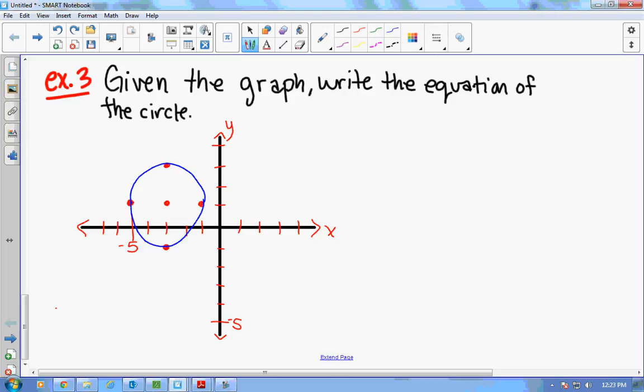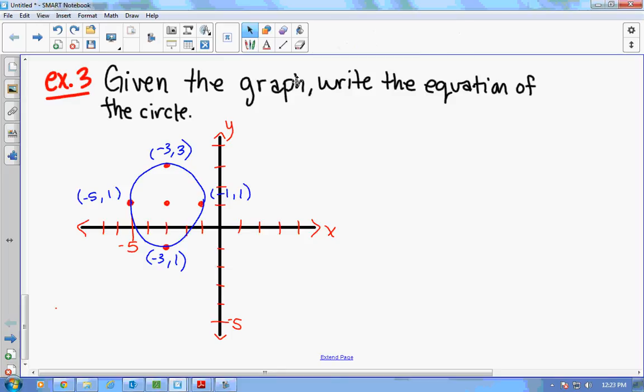Okay, let me tell you what these points are in case you're trying to eyeball them. This is -5, 1. Okay, this is -3, 3. This is -3, 1. Yeah, really you just need the quadrants 2 and 3. This is -1, 1. Graph those. I want you to try to write the equation of the circle.